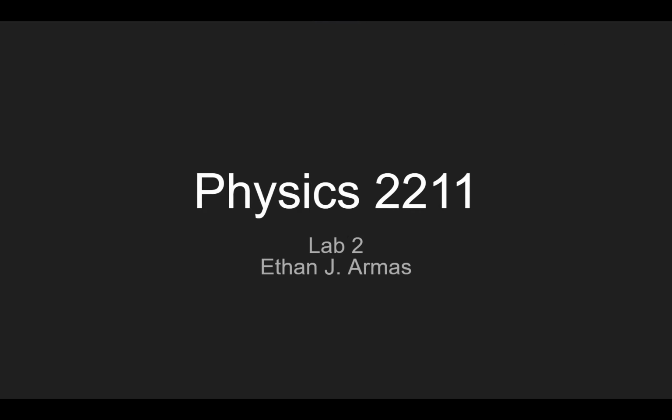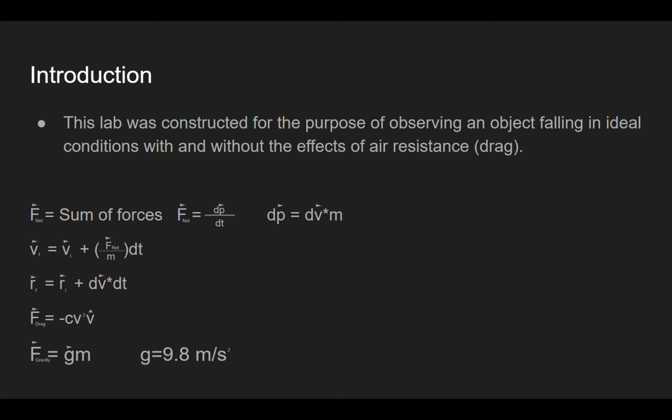Hello, I'm Ethan J. Armis, and this is the Physics 2211 Lab 2 report. This lab was constructed for the purpose of observing an object falling in ideal conditions with and without the effects of air resistance or drag.